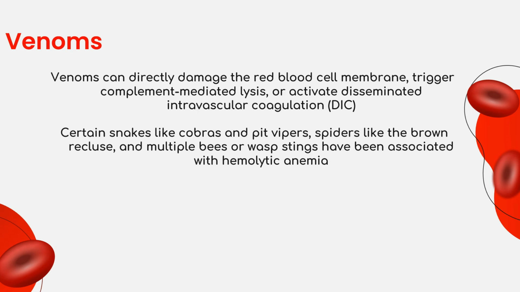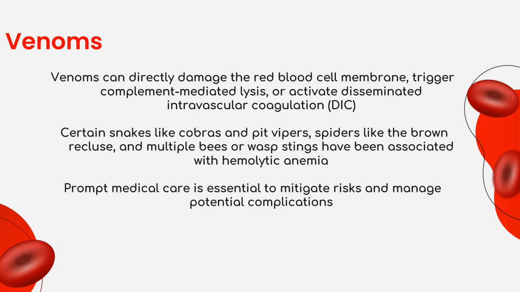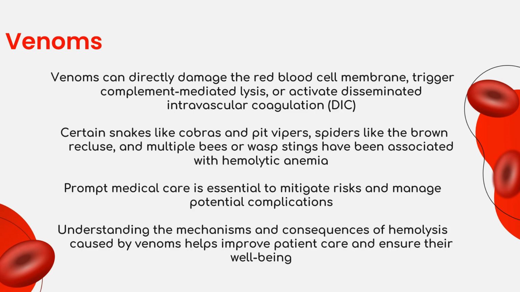Additionally, bites from spiders like the brown recluse spider, Loxosceles reclusa and Loxosceles laeta, have been associated with hemolytic anemia. Multiple stings, typically 50 or more, by bees or wasps can also induce hemolysis in susceptible individuals. It is crucial to recognize the potential for hemolytic anemia in venomous bites or stings and seek prompt medical attention to mitigate the risks and manage potential complications. By understanding the mechanisms and consequences of hemolysis caused by venoms, we can enhance our ability to provide appropriate care and safeguard the well-being of those affected.